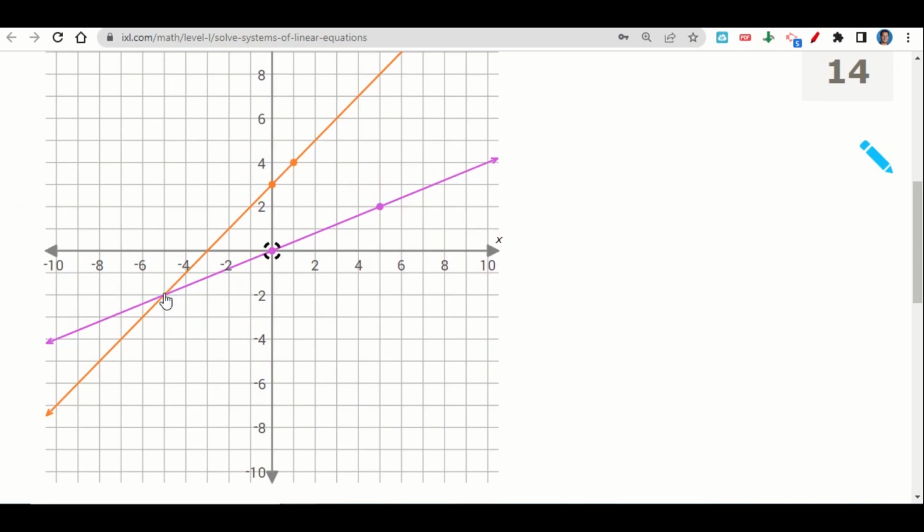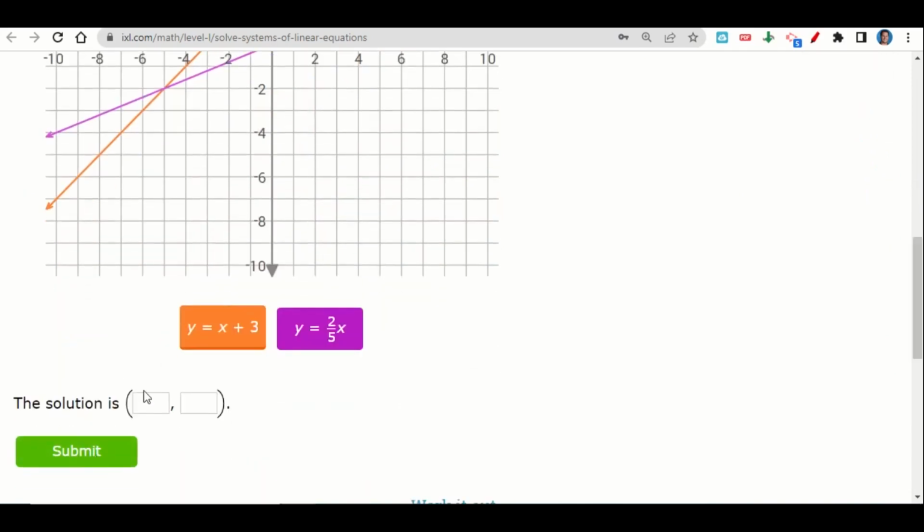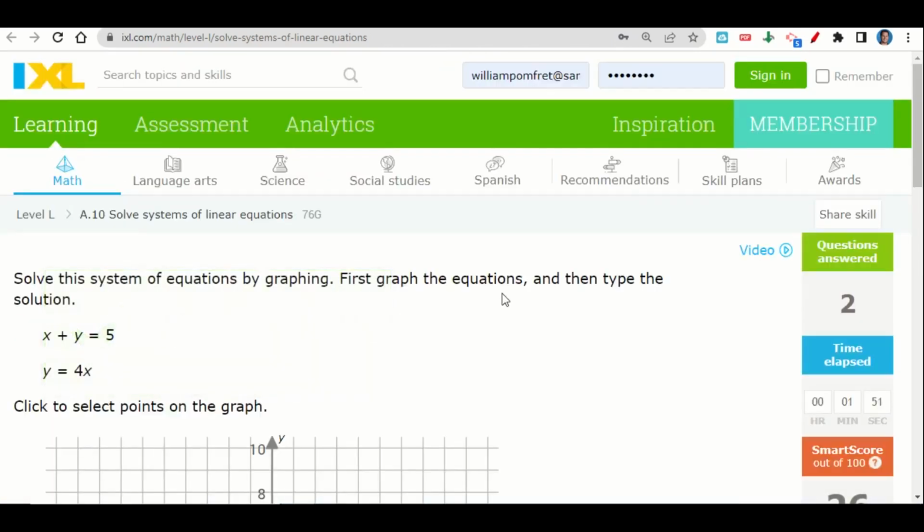Well, they cross right here, which is at x equals negative 5 and y equals negative 2. So I'm going to go ahead and put that in. So the solution is -5, comma, -2. I hit submit. It sends me on to the next one.